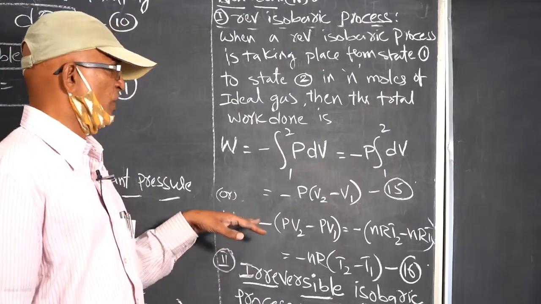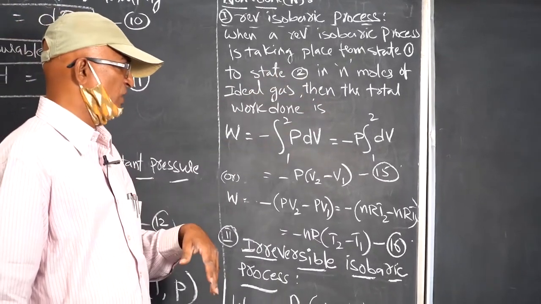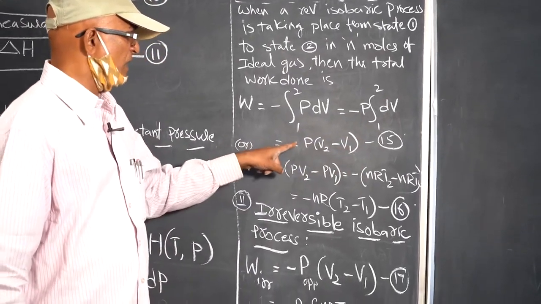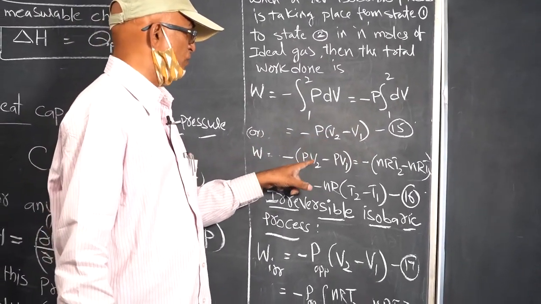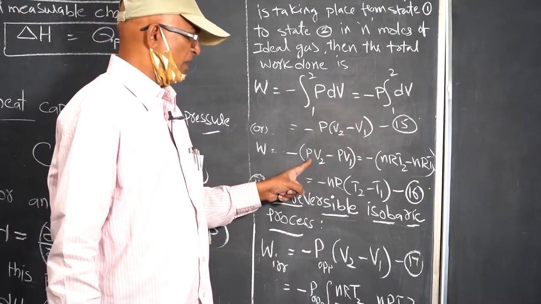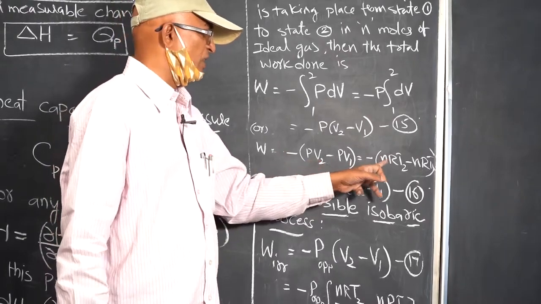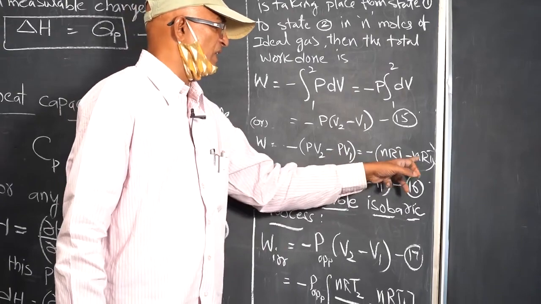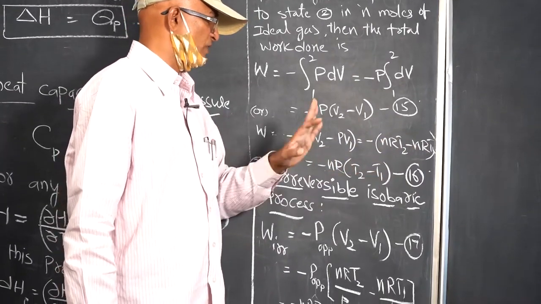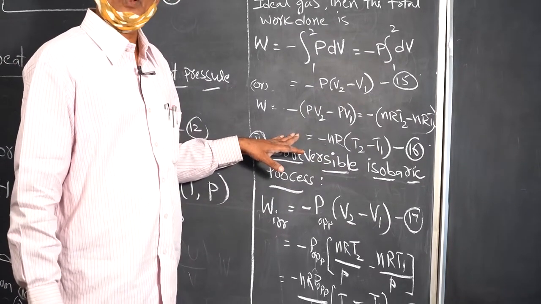But since this isobaric process is taking place in n moles of ideal gas, you can also rewrite this formula like this, because this is nothing but what? First term is PV2, second term is PV1. By using the ideal gas equation, PV is equal to nRT, you can write PV2 as nRT2, you can write PV1 as nRT1, therefore taking nR common, it is minus nR into T2 minus T1. This is another formula for work done in a reversible isobaric process.